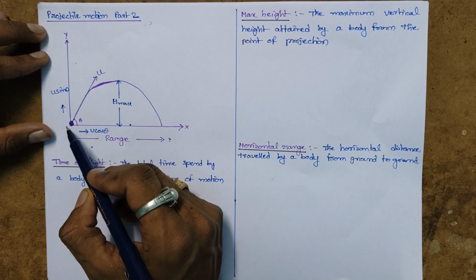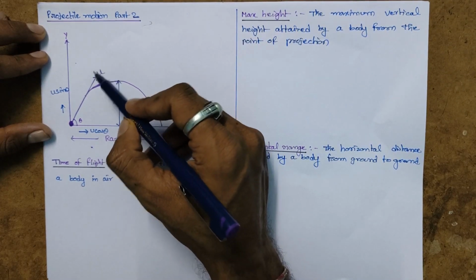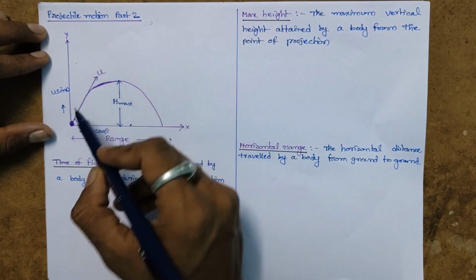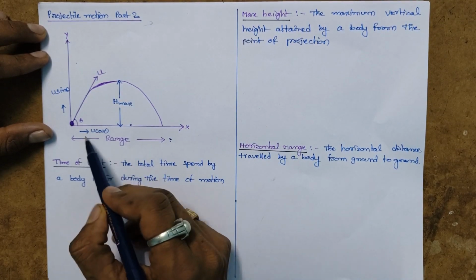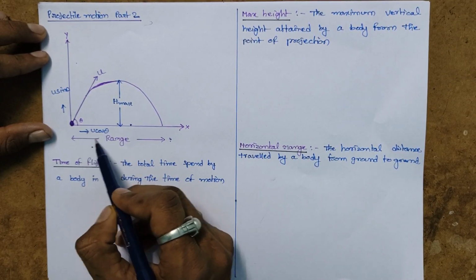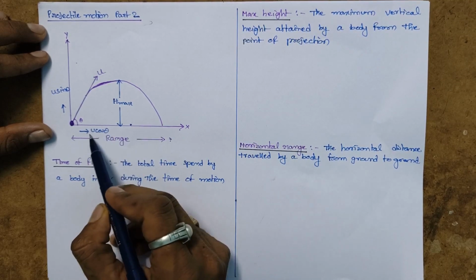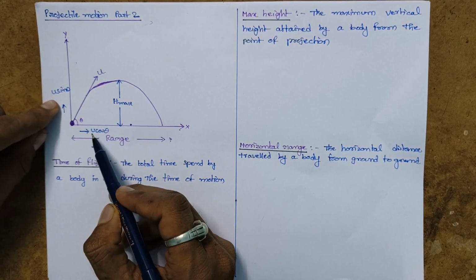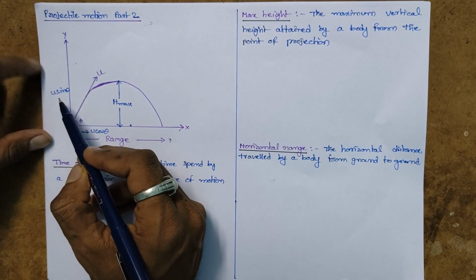So this is the object which is projected with some initial velocity u. This initial velocity vector makes an angle theta with respect to the horizontal. So the horizontal component will be u cos theta. Exactly, the perpendicular component will be u sin theta.